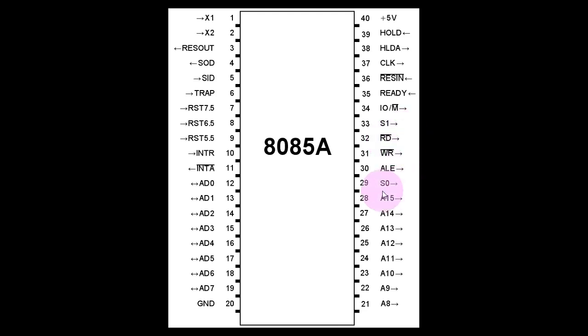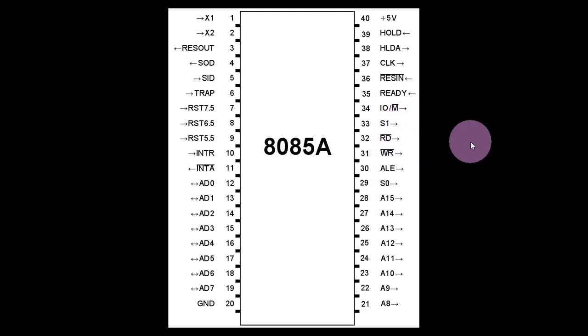Then left are these two signals, S0 and S1. These S0 and S1 are your status signals. They will simply tell you what the status is, whether we are writing or reading the memory, or whether we are writing or reading the input output. This status will become more clear to you when I show you the tables that we want to see next.